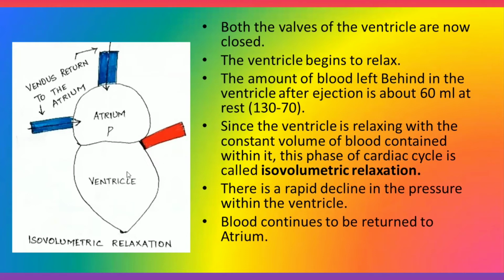There is a rapid decline in pressure within the ventricle. But here you need to remember one thing, that the atrial cycle continues. That is, the venous return from the body and even the pulmonary veins comes to the atrium. So blood is filling in the atrium.